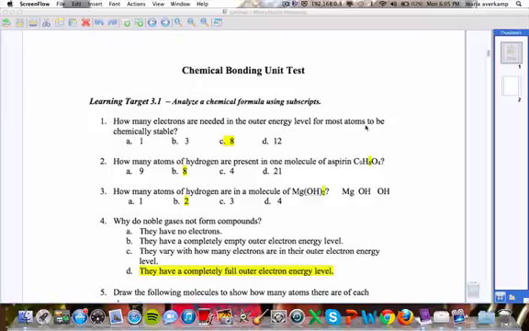Hi everybody, this is going to be a quick review of Learning Target 3.1. Target 3.1 is basically analyzing a chemical formula using subscripts.